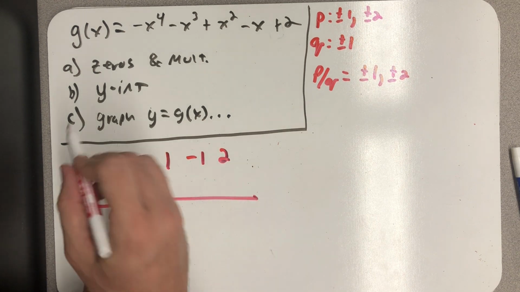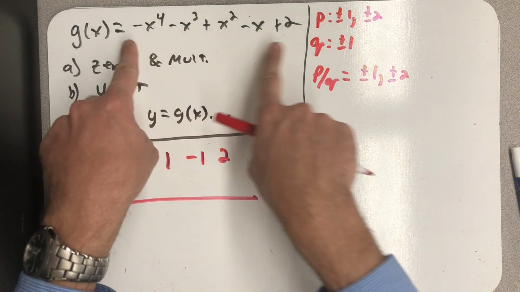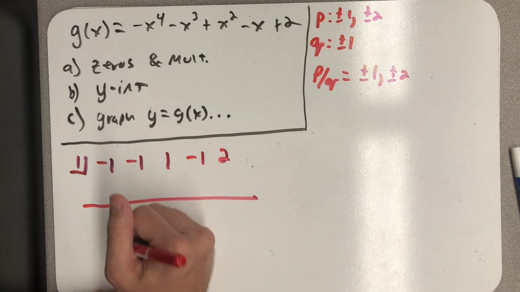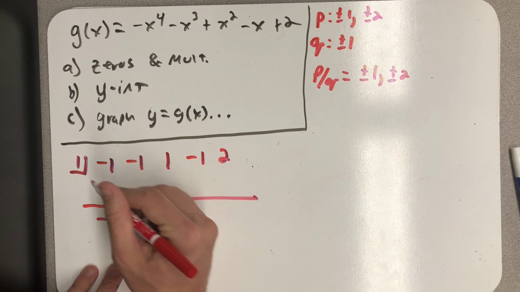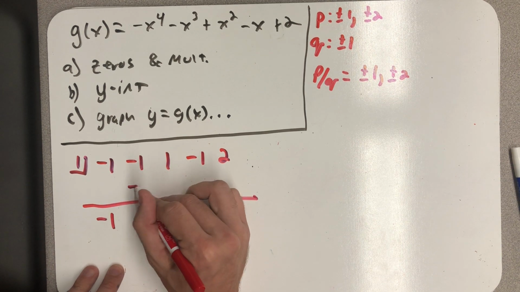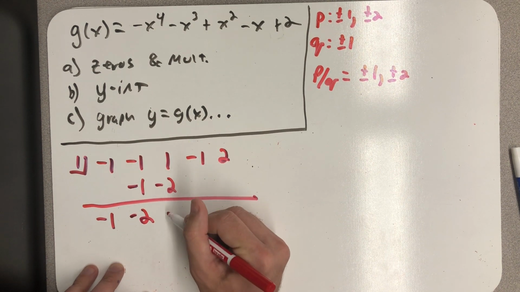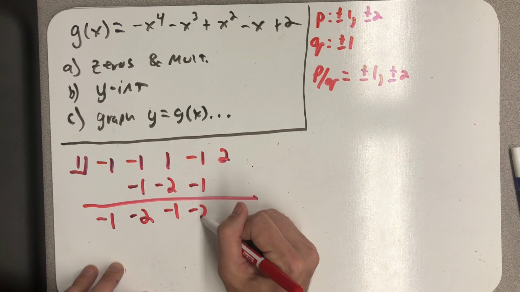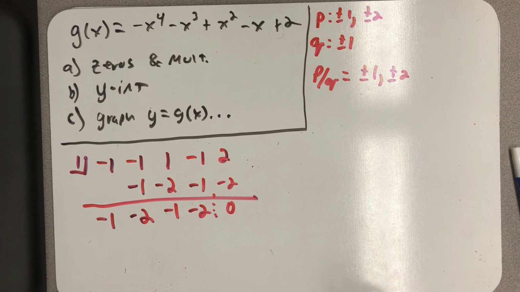All right, so again, 1 goes in the box because I think 1 is a 0. I write out the coefficients of my polynomial. No placeholders in this one either, so I get to just do the synthetic division. Bring down that -1, times 1 is -1. Get a -2. And I just keep going through my synthetic division process. And I get that nice happy remainder of 0.